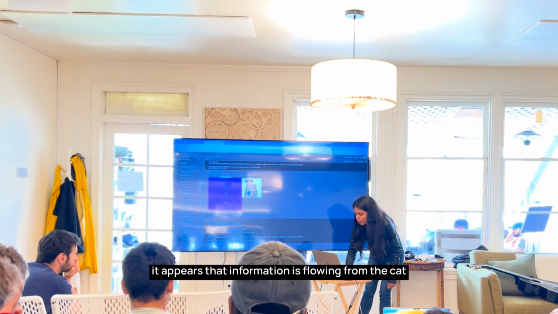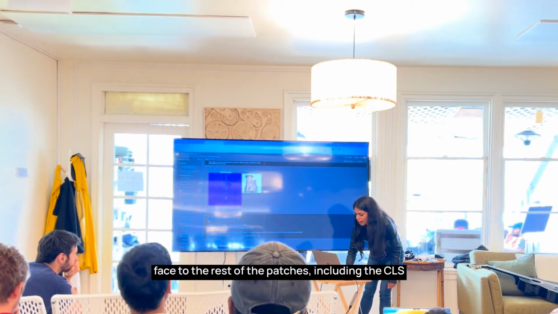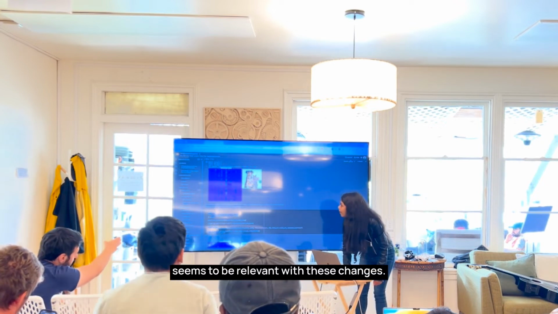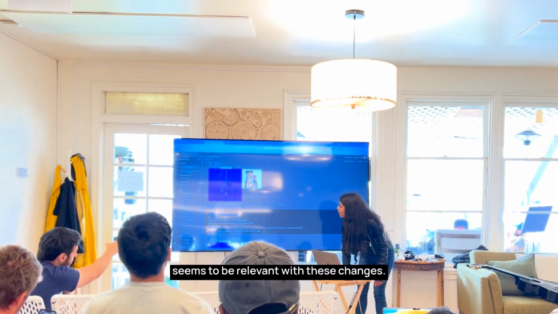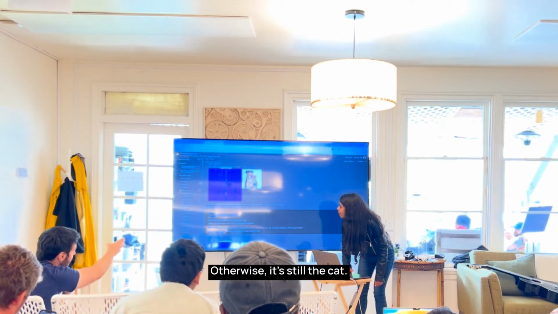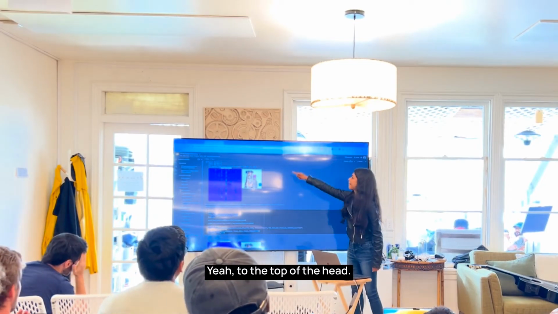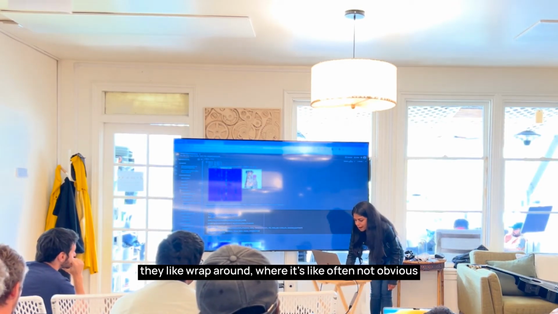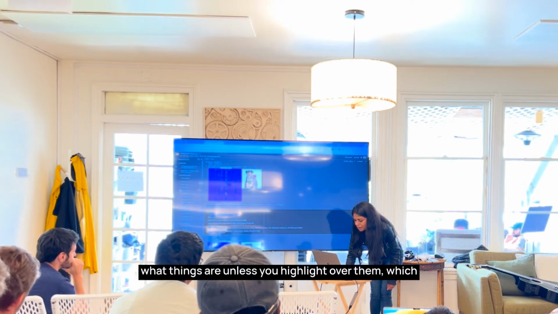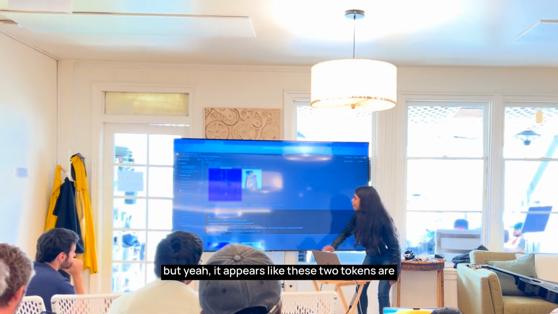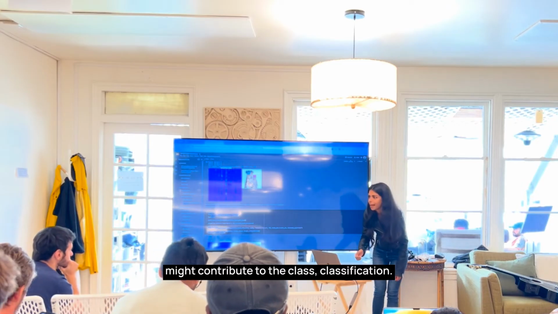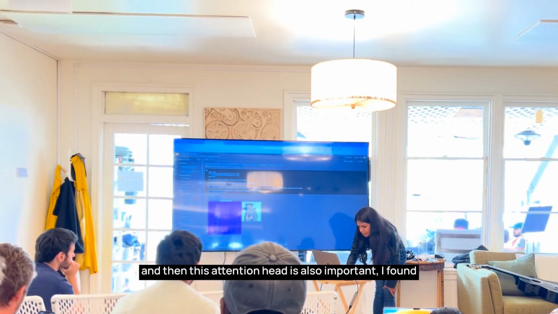Okay. It appears that information is flowing from the cat face to the rest of the patches, including the CLS token, although the other patches are irrelevant. There seems to be another column that seems to be relevant. Is this the top? Oh no, this is still the cat head, it's the top of the head. These attention maps are so weird because they wrap around, where it's often not obvious what things are unless you highlight over them, which is partially why interactive makes it so much more fun. But it appears like these two tokens are getting moved to the CLS token, which might contribute to the cat classification. And then this attention head is also important.